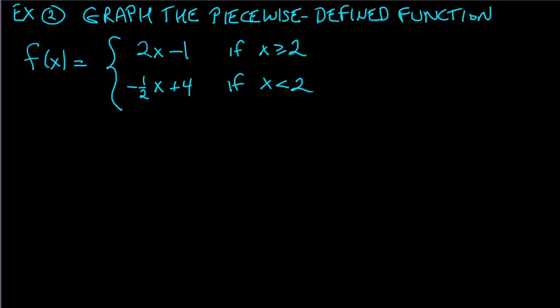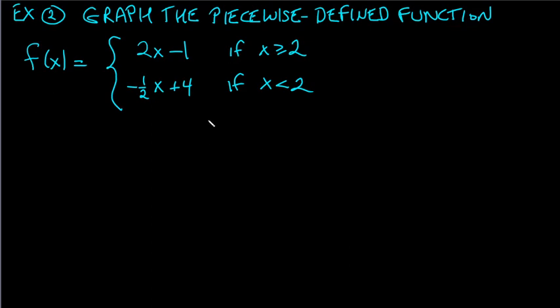Okay, so the next thing we want to do is graph the piecewise defined function, f of x is 2x minus 1 if x is greater than or equal to 2, and it's equal to -1/2 x plus 4 if x is less than or equal to 2. Right. So in the last question, I just asked for the equation of the line as a function, but we didn't actually graph the line. So here we're going to graph actually 2 lines, but it's 2 different pieces of the same graph.